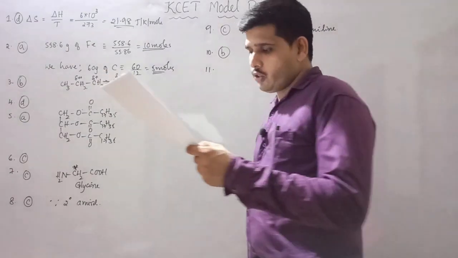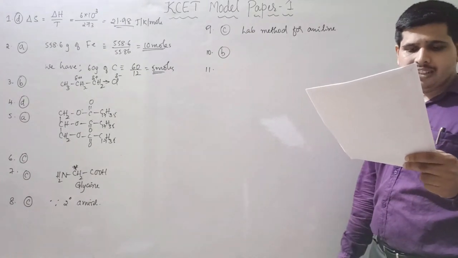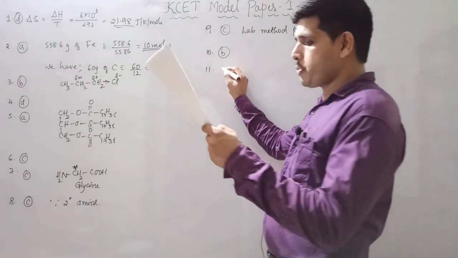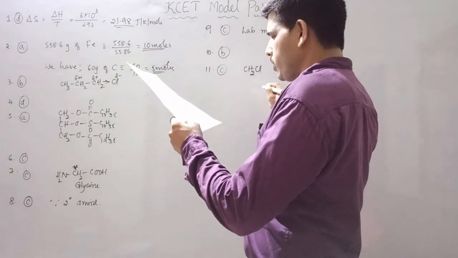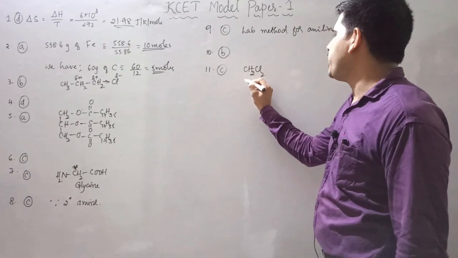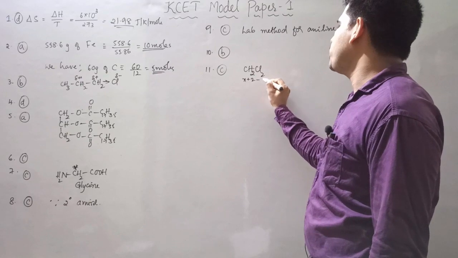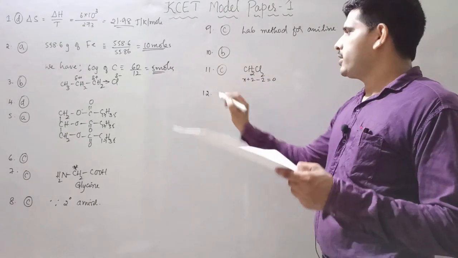Next, the 11th one. In which of the following cases does the carbon atom have 0 oxidation state? Find out the oxidation state. It is option C, because CH2Cl2. So carbon X you take, hydrogen plus 1 into 2, 2, and chlorine minus 1 into 2, minus 2, that is equal to 0. So option obviously C.